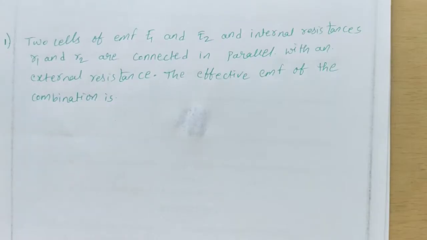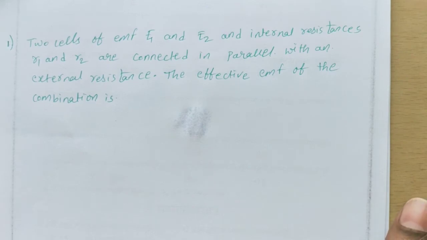See students, here this problem is based on cells concept. So now I am repeating the question here. Two cells of EMF E1 and E2 and internal resistances R1 and R2 are connected in parallel with an external resistance. The effective EMF of the combination is.